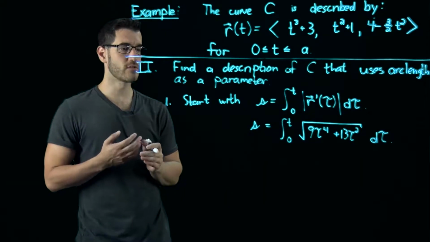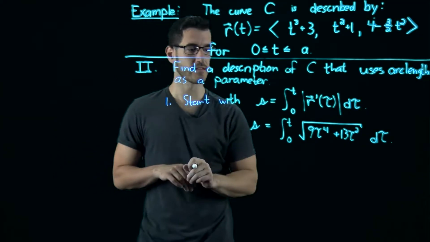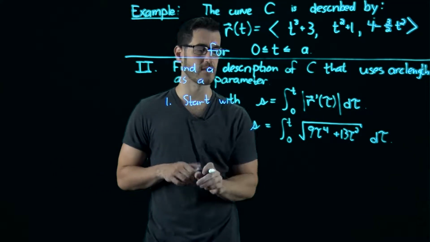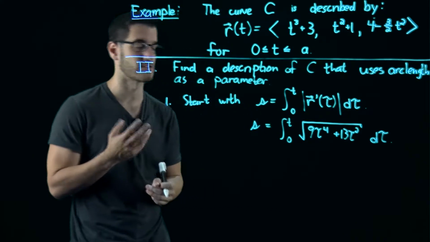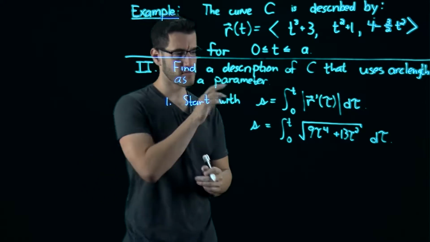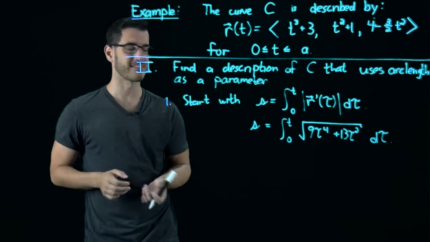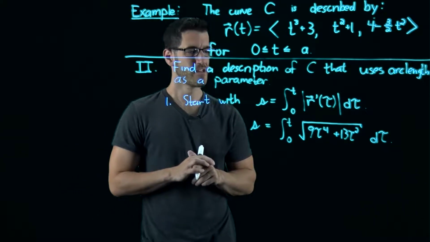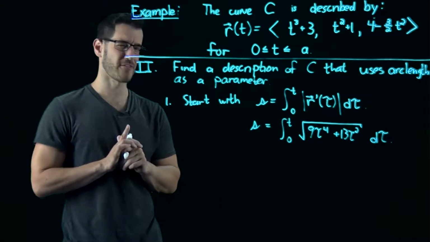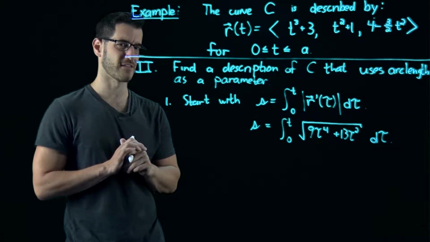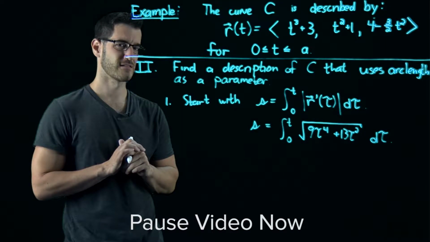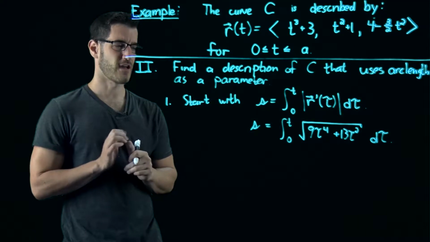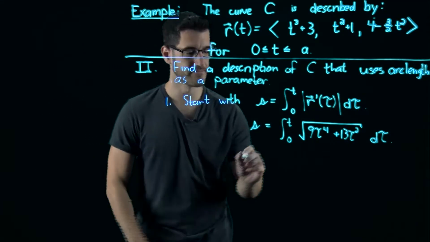So what I want to do is compute that antiderivative first, and then use the fundamental theorem of calculus to find exactly what s is in terms of t. So in order to do that, we need to evaluate this definite integral. I want you to take a second and think, how should we go about doing this? Okay, so there's a little trick here.